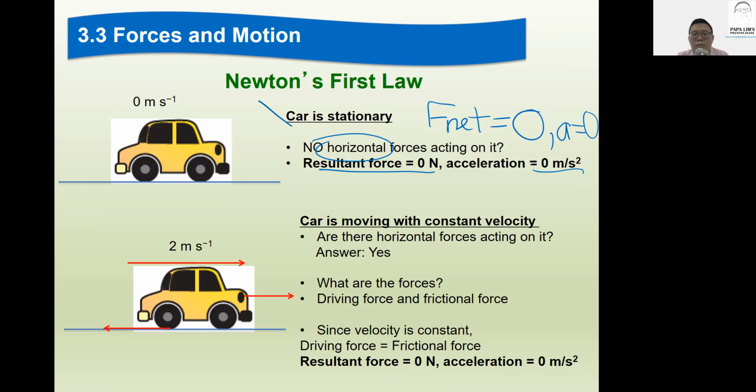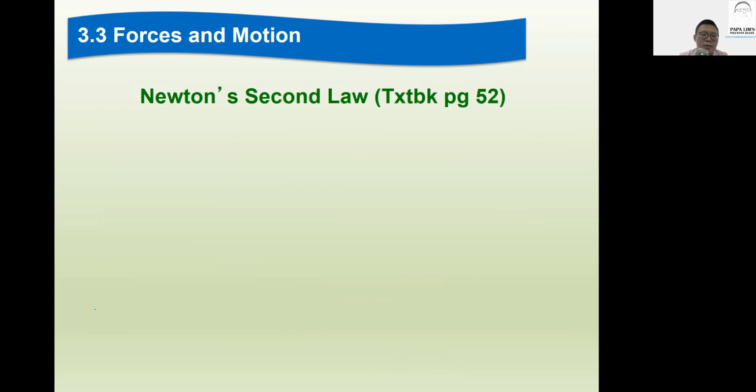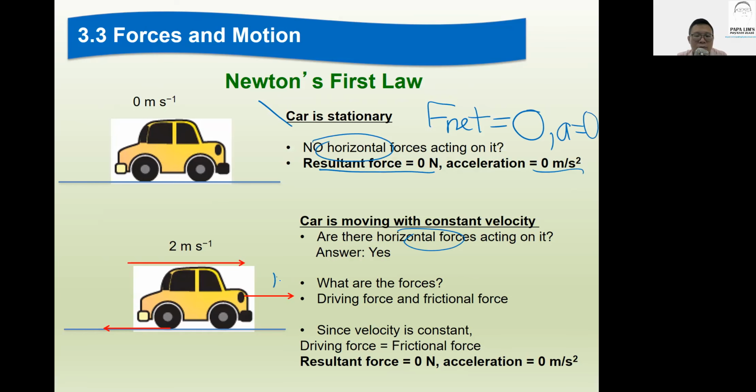Now, what happens when the object is moving at constant speed? Constant speed, when there is a force. If there's a force acting on it, let's say a horizontal force, let's say I have 10 Newton here. And at the same time, the friction is 10 Newton. So you'll find that I have two forces acting on it, the driving force and the friction. When I have 10 Newton and 10 Newton each, the forces are equal.